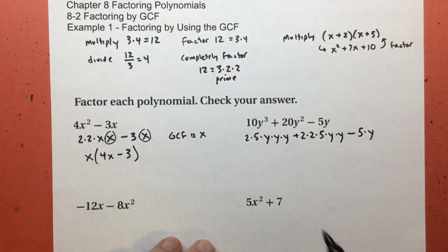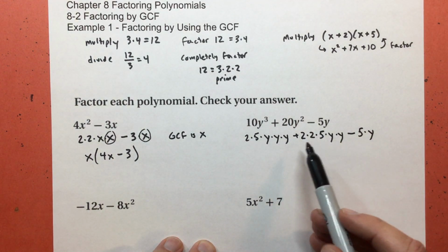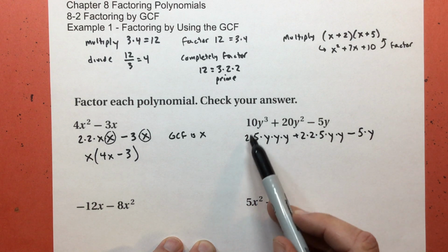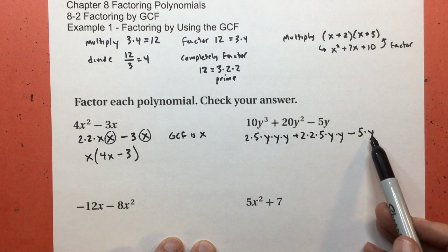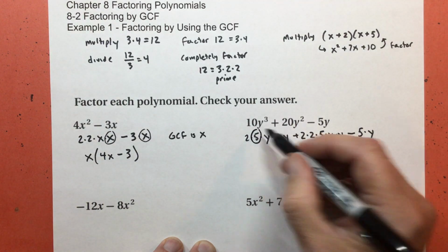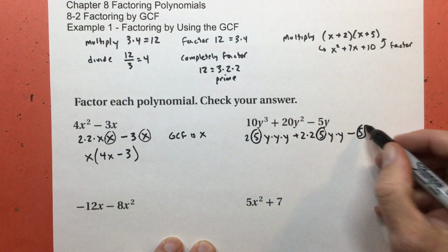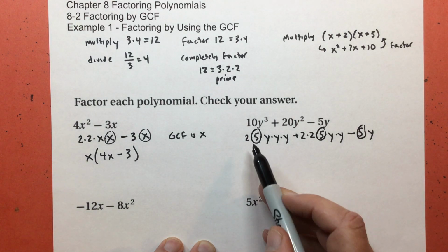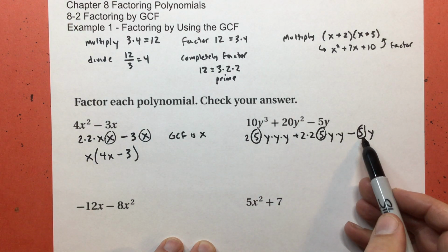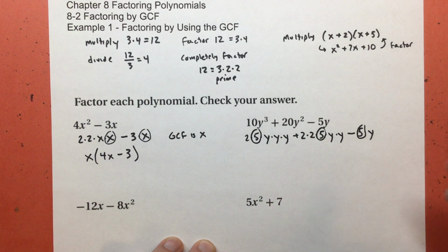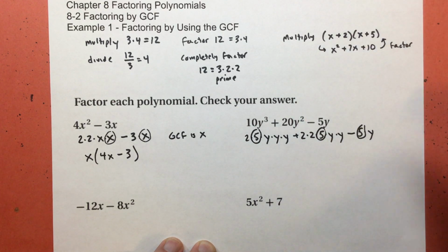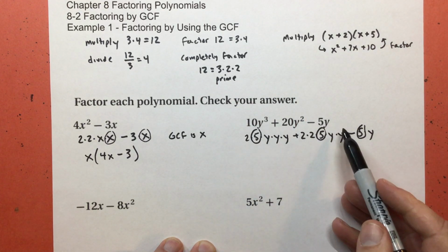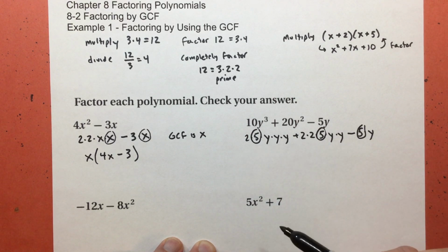All right, what do they all have in common? And when I say they, I'm talking about the terms. What does 10y cubed, 20y squared, and 5y all have in common? They all have a 5. So I'm going to circle that. Here's a 2, here's a 2, but there's no 2's over here. So if I didn't have this part, I could also figure out that both of them have a 2, and that could be a common factor. But I got to take care of all 3. It has to be in all 3 terms. So I got to leave the 2 alone.